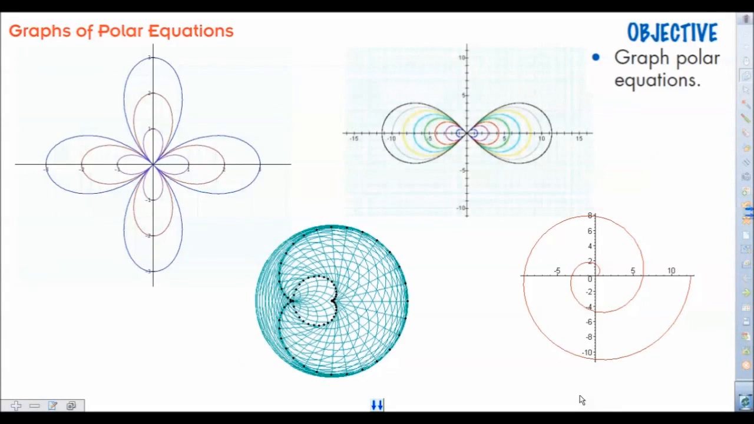Alright, so let's take a look at 9.2 graphing polar equations. Pretty simple objective here. All I want you guys to be able to do is just input a polar equation into your graphing calculator, generate your table of values, plot the points to create these very artistic looking mathematical graphs.